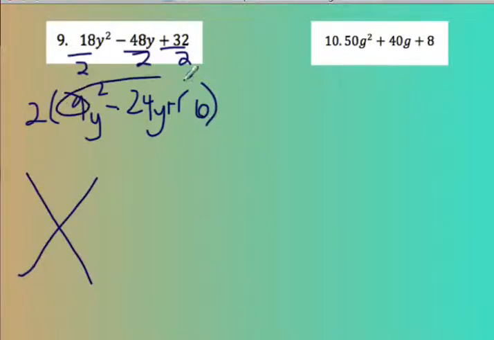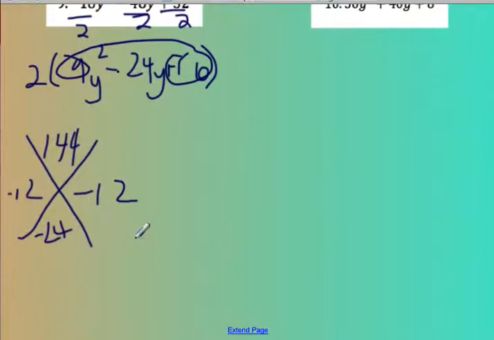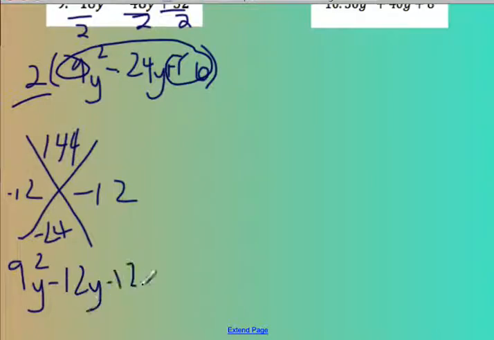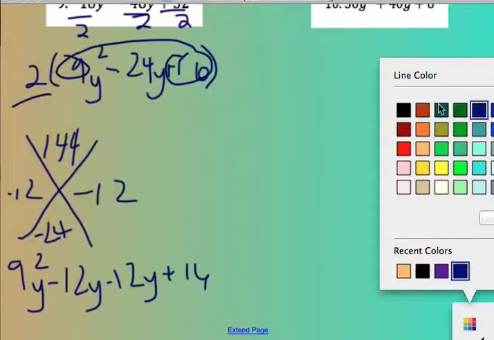To set up my x, I'm just taking 9 times 16, which gives me 144, adding to a negative 24. This x is the same as number 7, so I know I'm going to need negative 12 and negative 12. I'm going to keep ignoring that 2 there. So I have 9y squared, and instead of writing 24y, I'm going to write negative 12y minus 12y plus 16. Now what I want to do is factor by grouping.